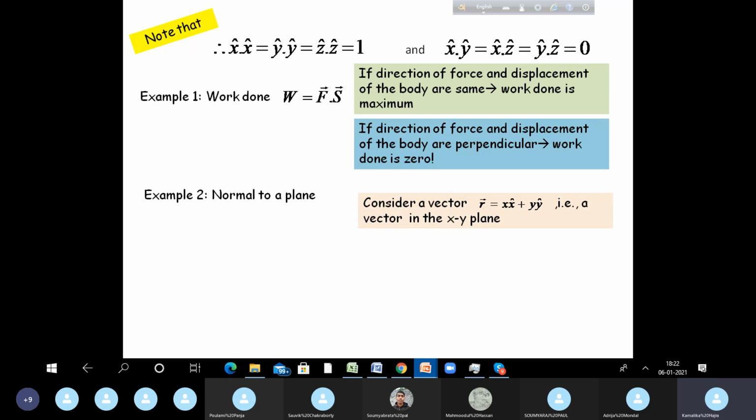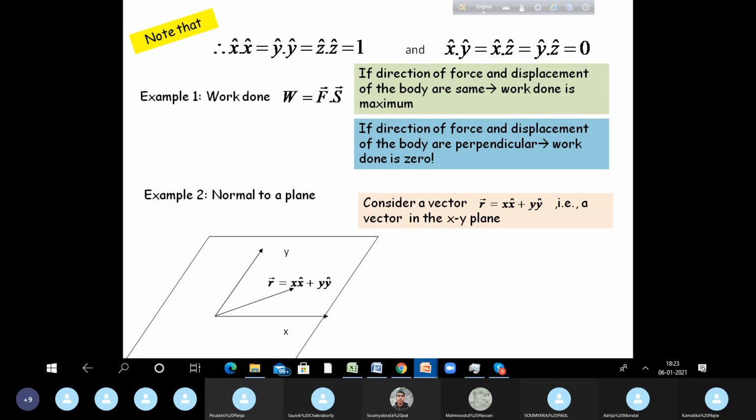Suppose we have a vector r, x cap plus y cap. x can have any value, y can have any value. So basically this vector r is a vector in the xy plane. This is what I'm talking about: you have the xy plane and we have a vector r in that xy plane. The orientation of r can be anything depending on the values of x and y. The only restriction is that it is confined to the xy plane.